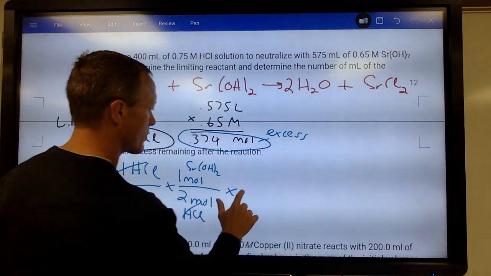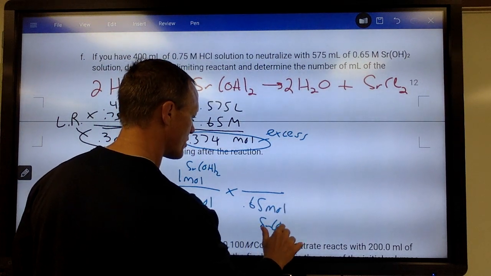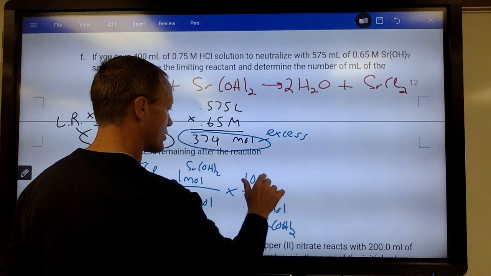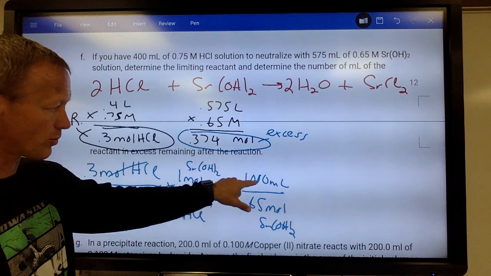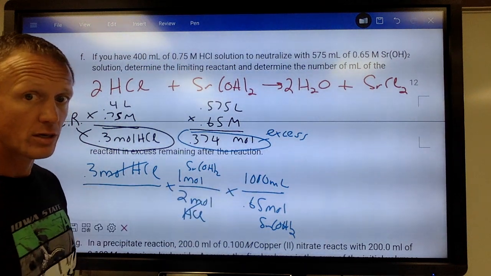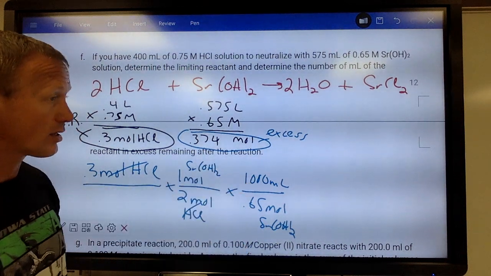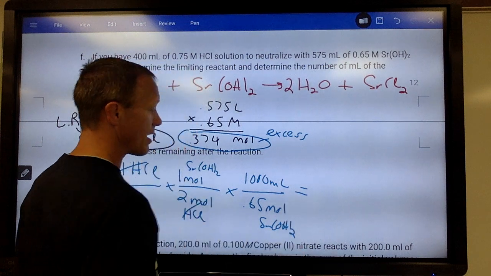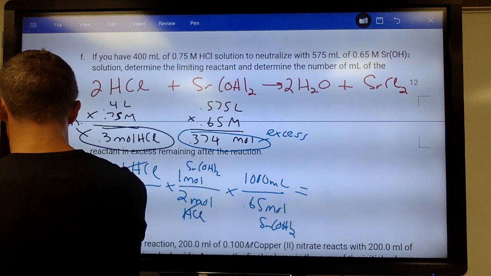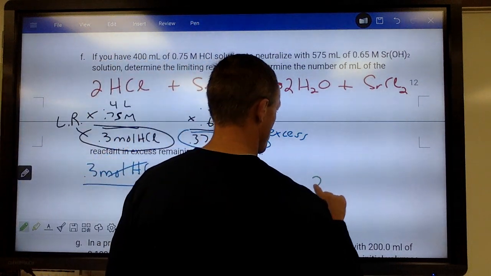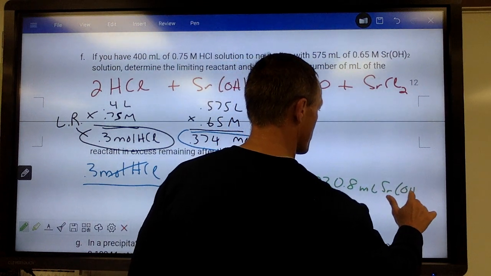And then I can use my molarity. I know that for every 0.65 moles of strontium hydroxide, there's 1,000 milliliters of solution. That's just the molarity flipped around. 0.65 moles per liter, per 1,000 milliliters. So there's this many moles of strontium hydroxide in 1,000 milliliters of that solution, because that's how concentrated it is. I do that, and that would tell me how many milliliters I would use of strontium hydroxide, which is 230.8 milliliters.